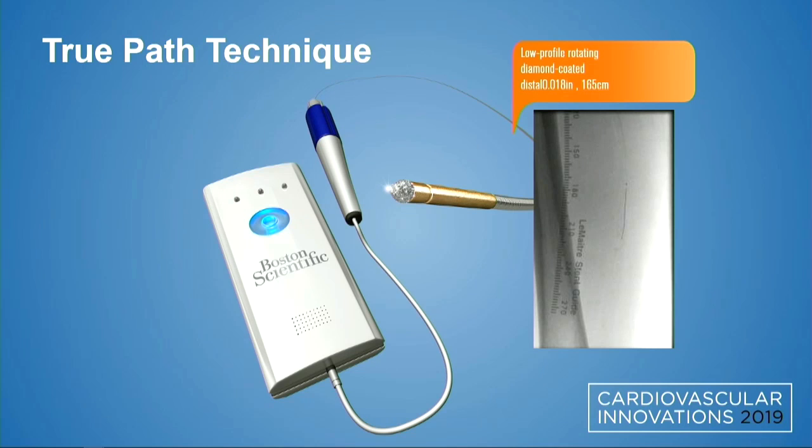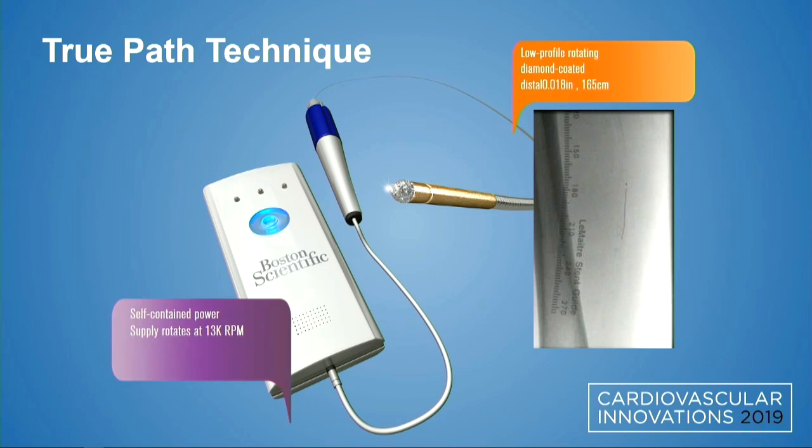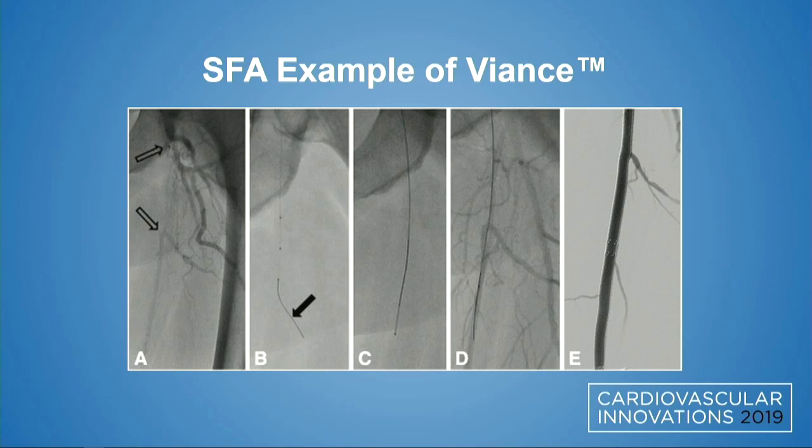The TruePath device obviously has a rotational burr at the end of it. It's a diamond-coated burr, and you can be really pretty prolific with getting it through small segments, but be aware that in the larger vessels, this is probably something that you want to steer away from because it might go into a small channel.